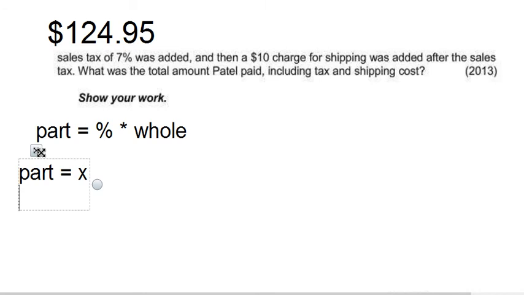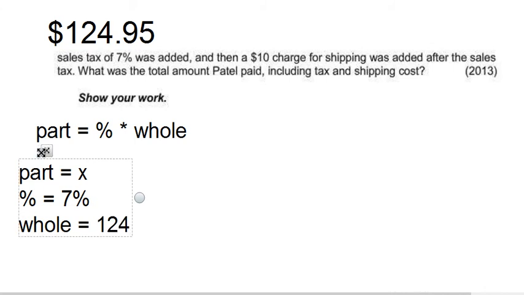We'll make that X. Percent, well, that's given to us. That equals 7%. And the whole is $124.95. Now, again, the $10 is not part of this. Why? Because it's calculated after the sales tax. Okay, so here we go.